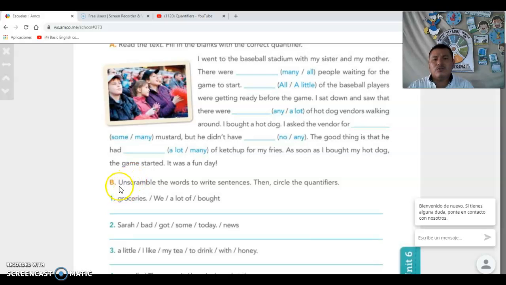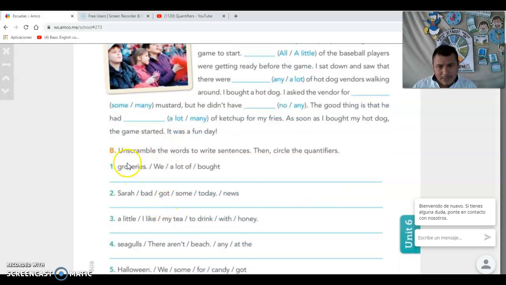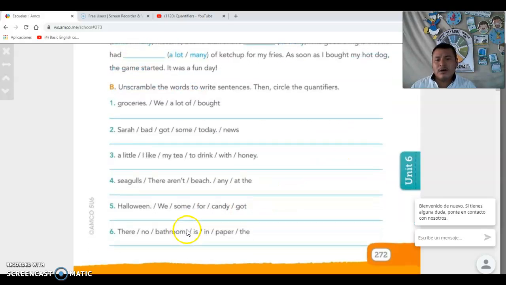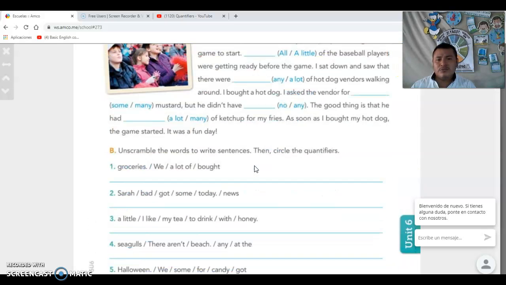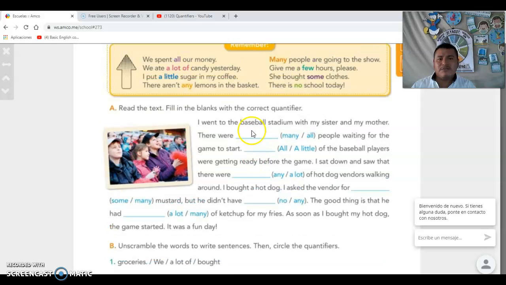And then you need to do this one too. Unscramble the words to write sentences, then circle the quantifiers. So you need to write the sentences in order, okay, and you need to circle the quantifiers. There are 6 of them, so you need to do it. And thanks a lot, guys. That's all you need to do on this page about quantifiers.